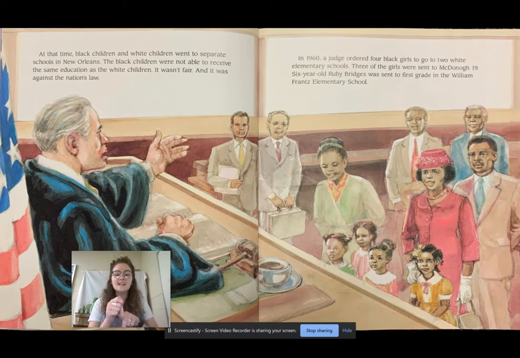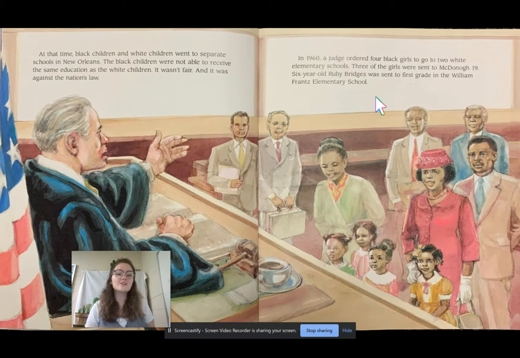What is the setting of Ruby's story? Tell me in the puzzle. So we know that the setting is in the year 1960. That is a setting that tells us when this is happening. And we know that the place that most of the story is going to take place is at William Frantz Elementary School.